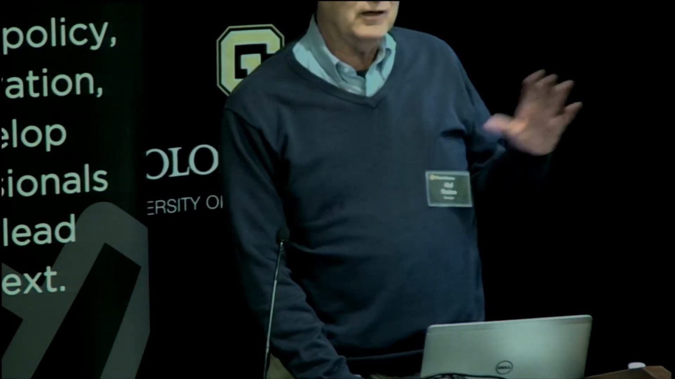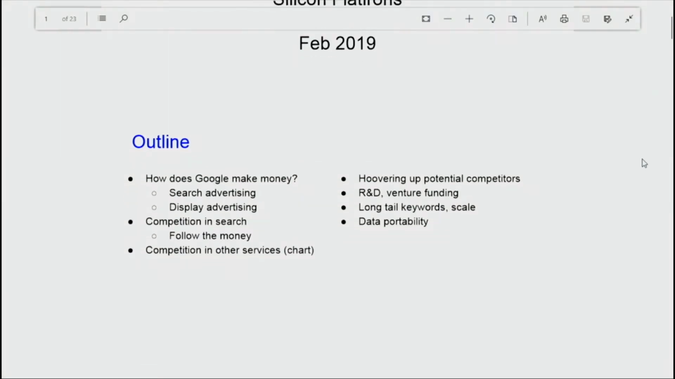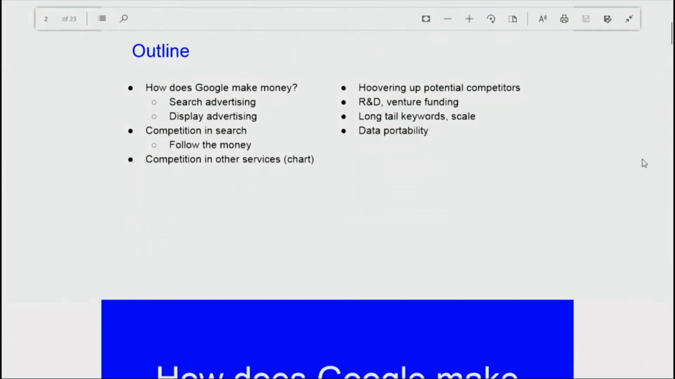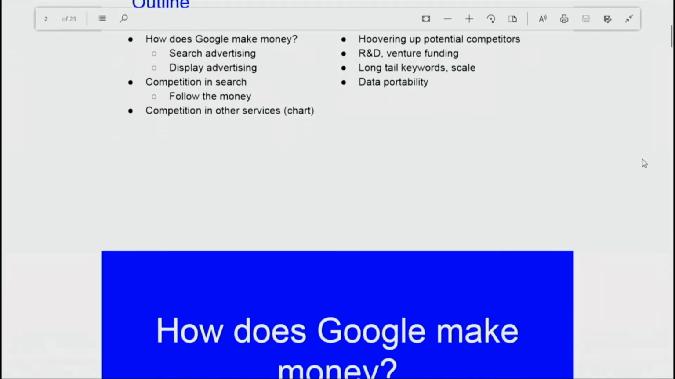So I'd like to answer some questions about Google's transparency in various dimensions, because there's a lot of confusion out there. We're always asked to be more transparent on this or that, but I want to describe some of the many ways that it is transparent. So in particular, I'm going to cover how Google makes money, what competition looks like in search, some acquisition issues, R&D and venture funding, and finally data portability.